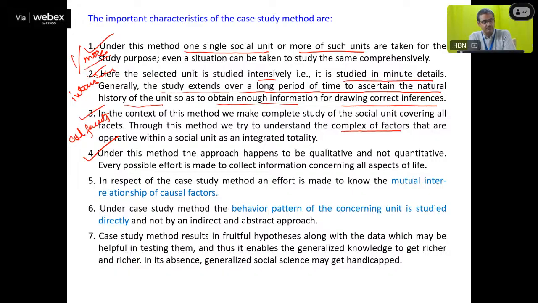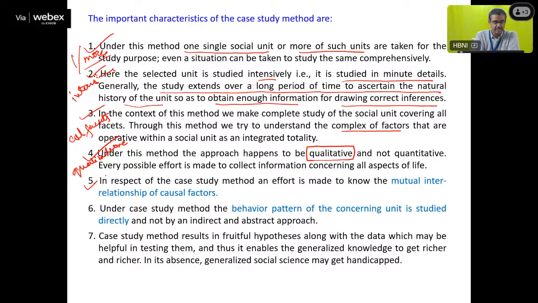What is the fourth characteristic? Under this method, the approach happens to be qualitative. So one of the important factors is that it happens to be qualitative, and for sociology, everything is more or less qualitative and not quantitative. Every possible effort is made to collect information concerning all aspects of life, right? So you gather qualitative data, and every possible effort is made to collect information concerning all aspects of life.